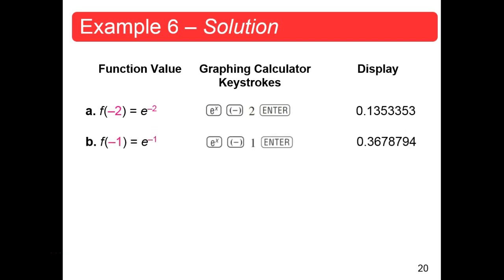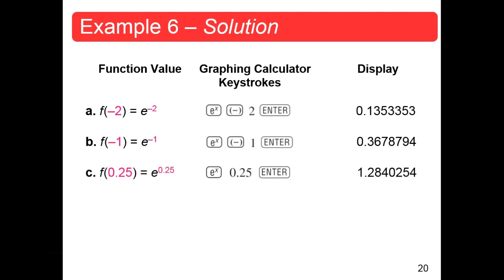All right, on this one, same type deal. On the scientific type calculator, you do 1, plus or minus, e to the x. On the graphing calculator, it's e to the x, then the negation key, which is a minus in parentheses. Don't ever use the straight subtraction key. That will give you a wrong answer. If you're changing sign, be sure it's a minus in the parentheses, 1. And that gave you 0.367, and so on.